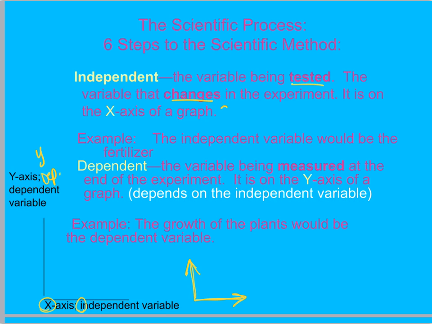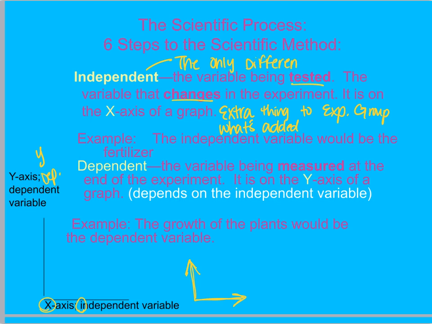Okay, so this is the extra thing, or what's added to the experimental group. The independent variable is also the only difference between the control group and the experimental group. That should be the only difference between the two groups. So the independent variable is just the variable.